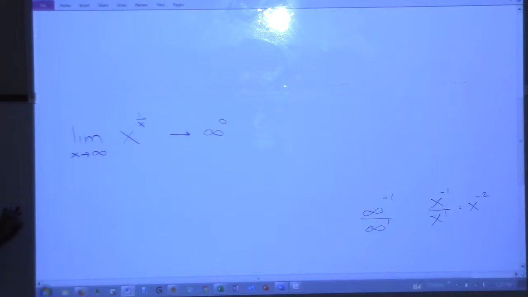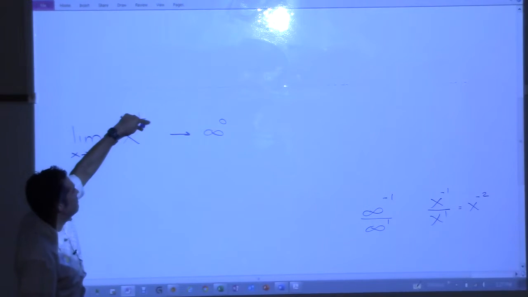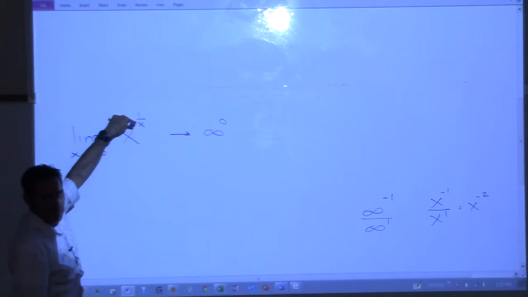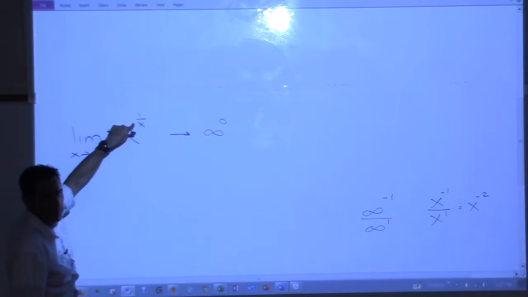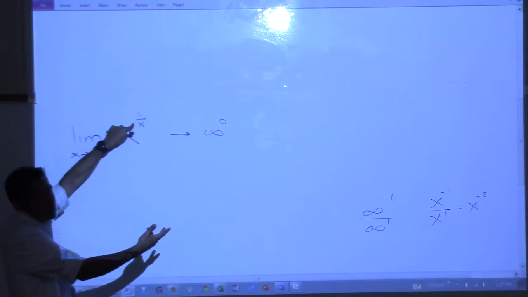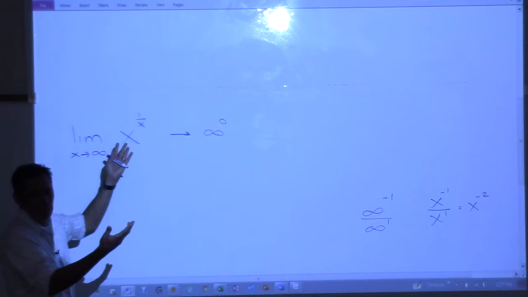Is there a clever way I could rewrite this using that sort of property? The fact that this is not a number, but an expression with x in it, is really going to prevent us from doing that. If this was a fixed number, then we could do it. But then we wouldn't be doing this anyway, because infinity to a number would just be infinity.